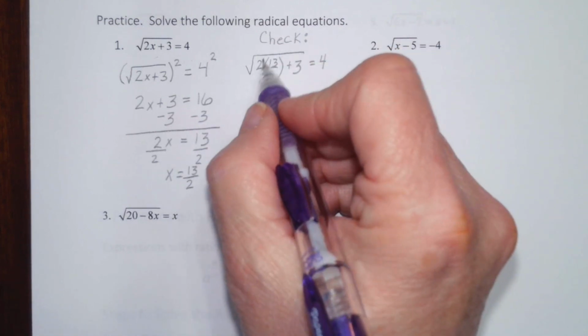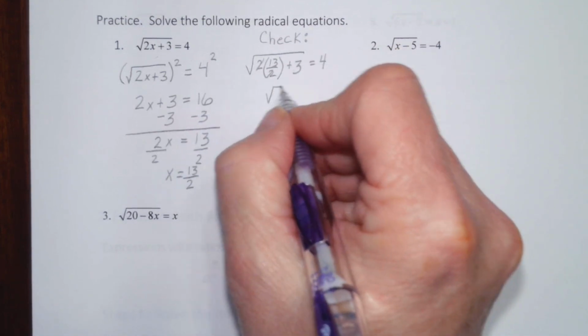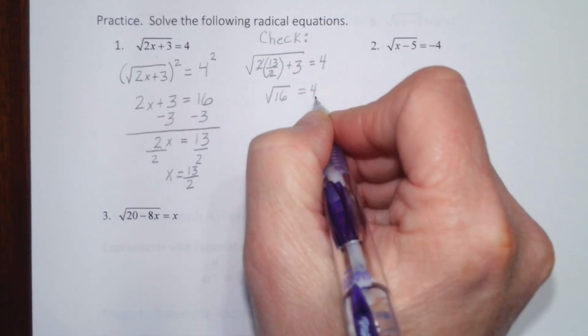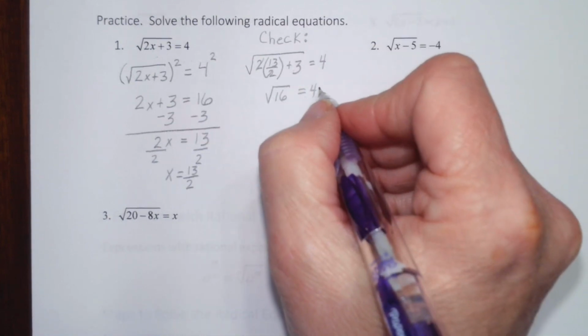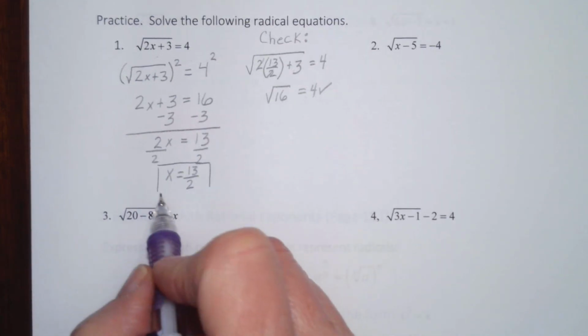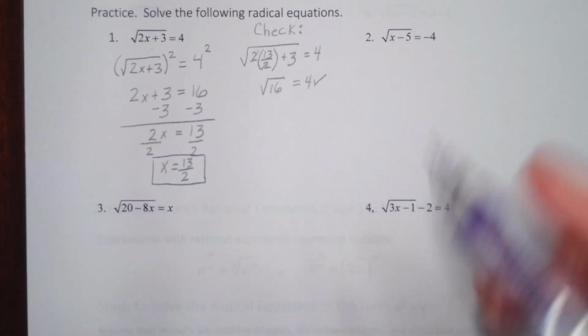So here, this cancels. 13 plus 3 is 16. The square root of 16. Does the square root of 16 equal 4? Yes, it does. So it checks. So our answer is x equals 13 over 2. All right, let's go to number 2.